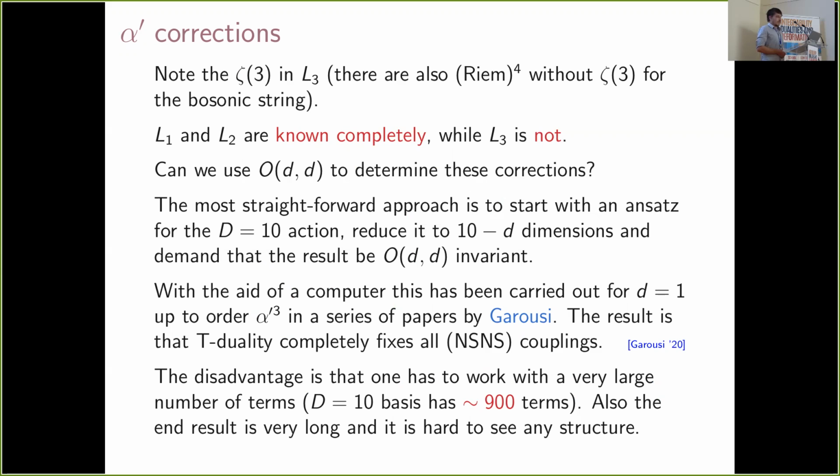But nevertheless, it's important because it establishes that the T-duality completely fixes the form of this invariance, at least up to alpha prime cubed.